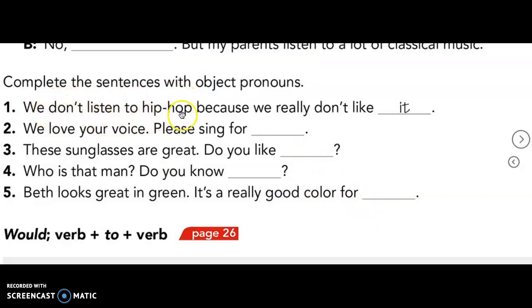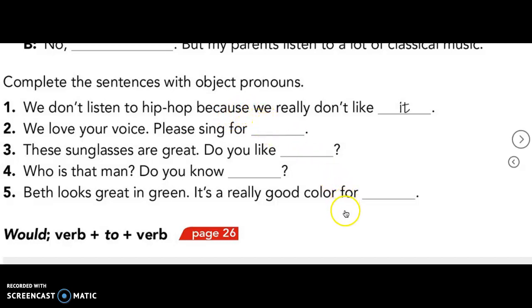You're going to look at the example. We don't listen to hip hop because we really don't like it. The idea of using object pronouns is not to repeat the previous word. So it refers to hip hop. For the second example, we have, we love your voice. Please sing for. Who is the person going to sing for? In this case, we're referring to we. So in this case, it's going to be please sing for us.